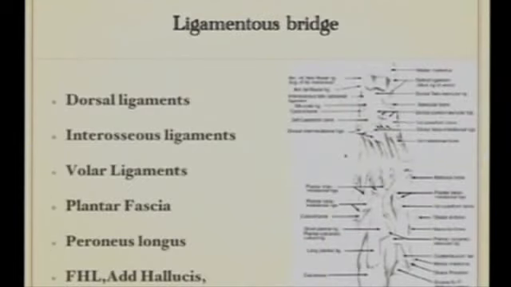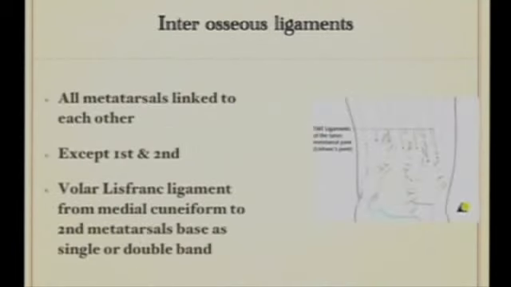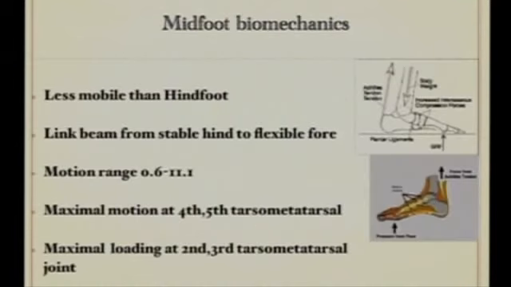In the ligamentous structure, you have the dorsal ligaments, the interosseous ligaments, the volar ligaments, the plantar fascia, the peroneus longus, the FHL, and the extensor hallucis, which provide the musculo-ligamentous stability to the foot. Now, in the interosseous ligaments, all the metatarsals are linked to each other, except the first and the second. And the Lisfranc ligament is actually a volar structure, which connects the medial cuneiform to the second metatarsal base.